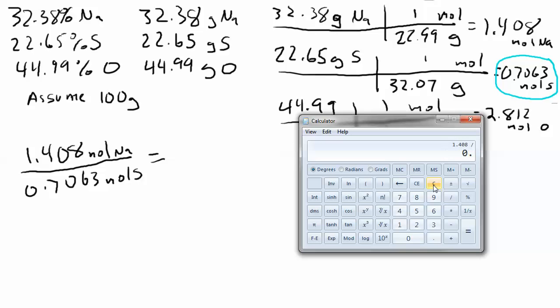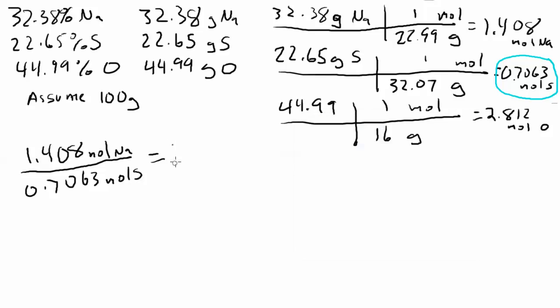1.408 divided by 0.7063. Okay, and now at first you might be kind of confused, and you might say, whoa, that is not a whole number. But look at how close it is to a whole number. 1.993 is ridiculously close to the whole number 2. And so that's what we're going to use. We're going to use that whole number 2 because we got so close to it. And that's what we're after. We're after whole numbers. So you have to recognize when you're really close to a whole number. And I think everybody recognizes that 1.99 is really close to 2.